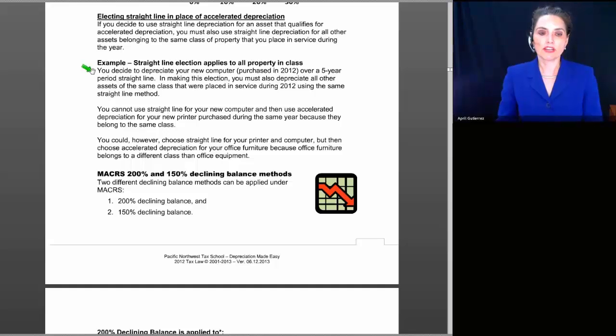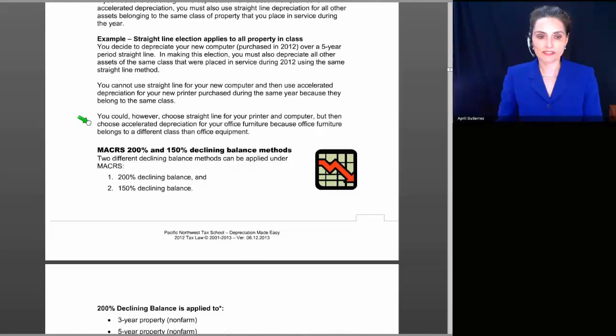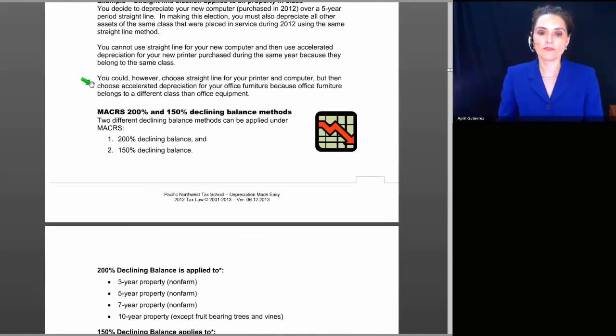You decide to depreciate your new computer purchased in 2012 over a 5-year period straight line. In making this election, you must also depreciate all of the other assets placed in service during the same year that belong to the same class as that computer. You cannot use the straight line for your new computer and then use accelerated depreciation for your new printer during that same year because they belong to the same class. You could, however, choose straight line for your computer and the printer, but then choose accelerated depreciation for office furniture because office furniture belongs to a different class than office equipment.